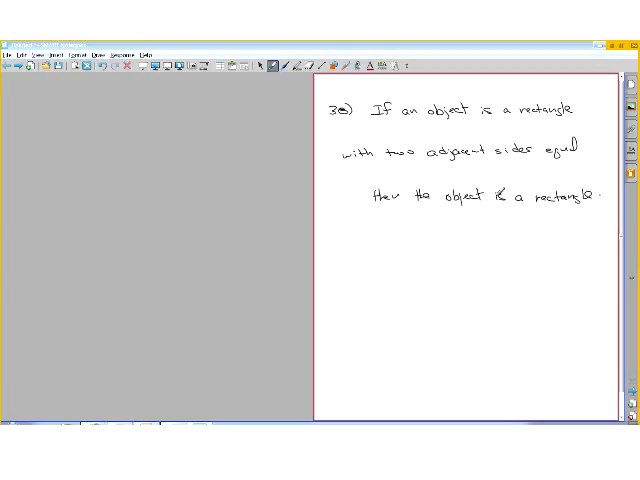I have a different perspective. The book says: if the figure is a square, then it is a rectangle with two adjacent sides equal. Okay, I guess that's okay. So I think it's the same, saying the same thing.